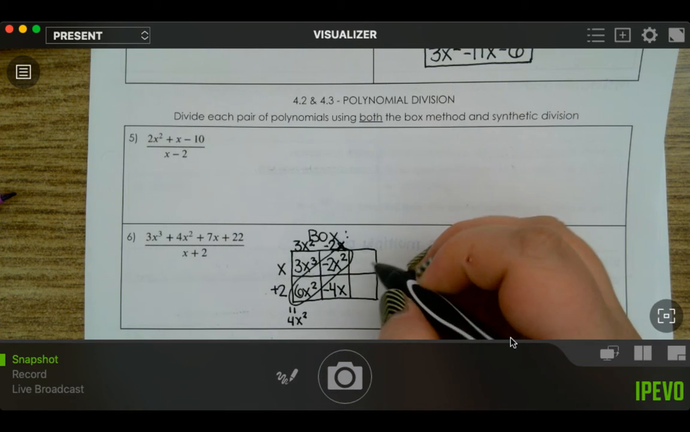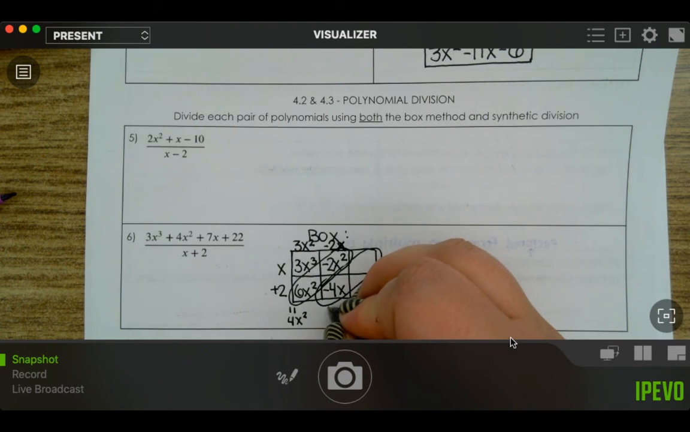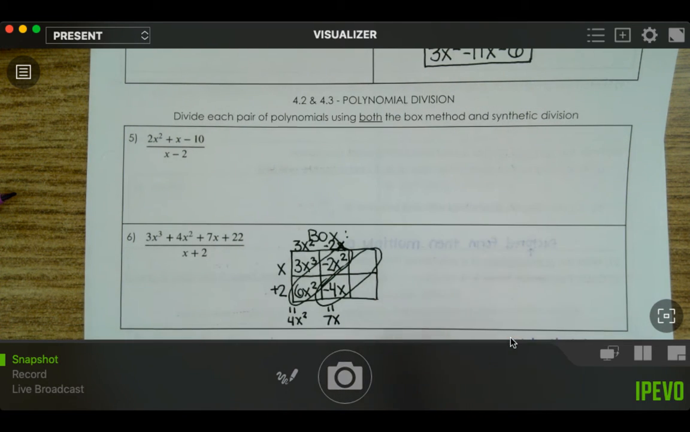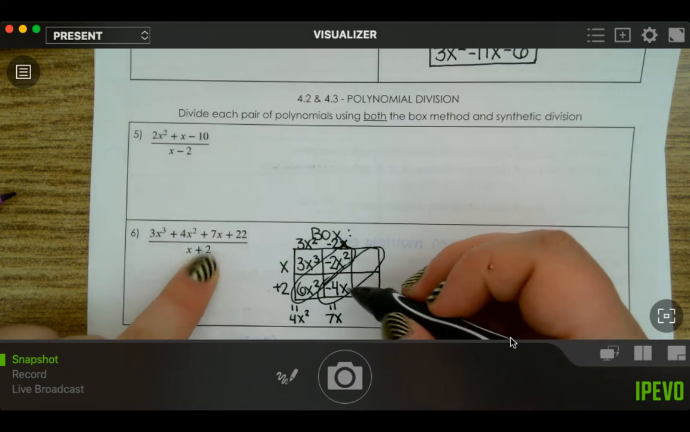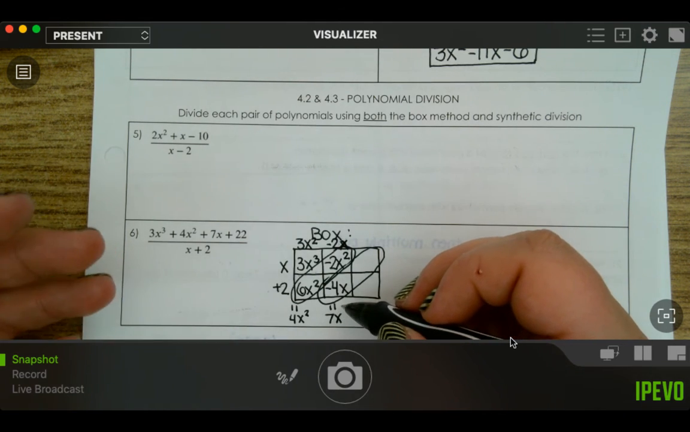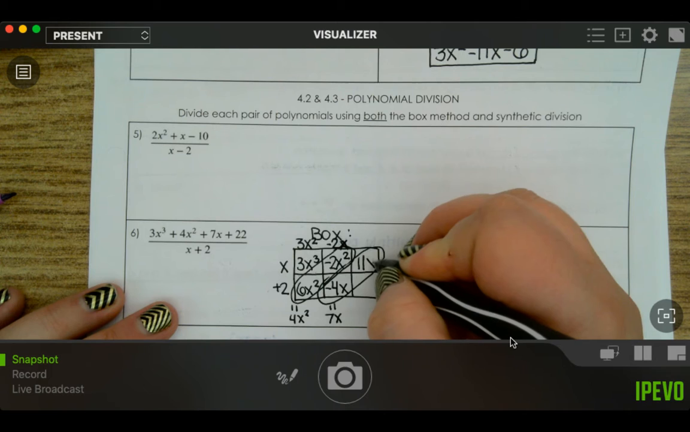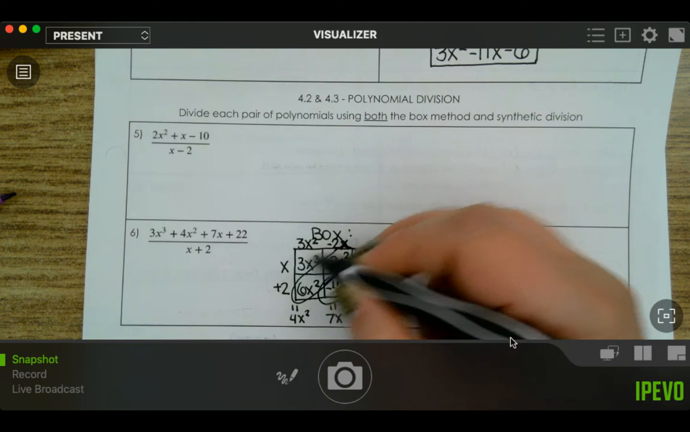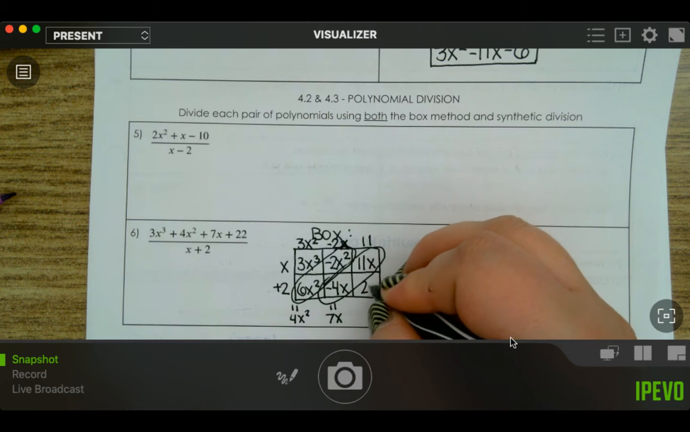And now to get our last column, we need to make sure that our x's add to the right thing. So this one is supposed to equal 7x. Okay, this 4x squared is coming from the top, the 7x is coming from the top. And we need to figure out what do you add to negative 4 to get to 7? Well, you're going to add 4 to get to 0, and then 7 more to get up to 7. 4 and 7 makes 11. And then that means that x times 11 is 11x, and 11 times 2 is 22.